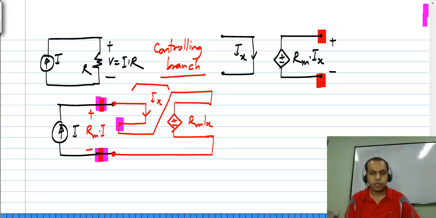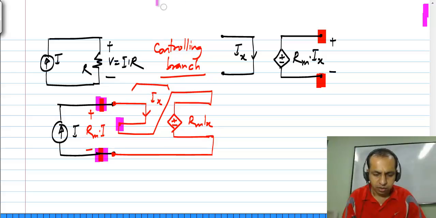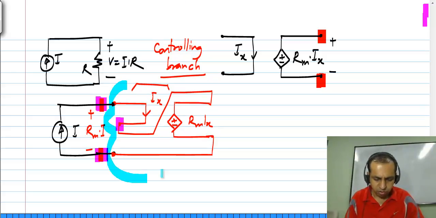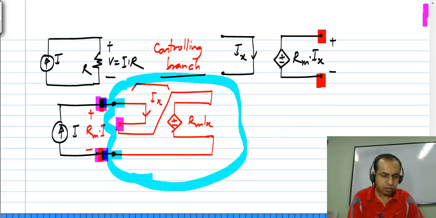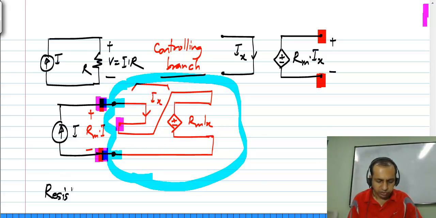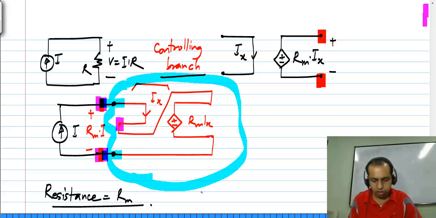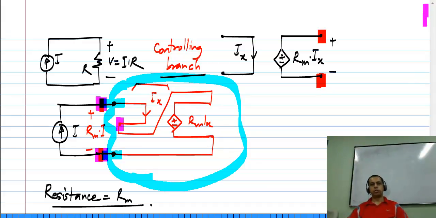Okay. So clearly, like before, if I look at this equivalent two terminal element, okay, it will look like a resistor, and the value of the resistance is Rm. Okay. So you can use a current controlled voltage source also to synthesize a resistor.